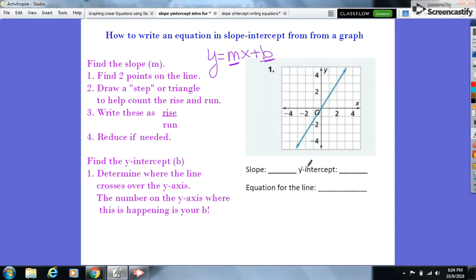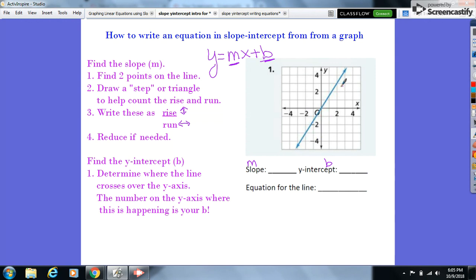I like giving myself little reminders of what I need to have, and I even sometimes will do this: slope is an m, y-intercept is a b. Now that I know that, in order to find my slope, we talked about in class that slope is the measure of rise over run. In other words, it's how much the line goes up and down compared to how much the line goes left or right. To find the rise and the run, I'm going to need to create a step or a triangle to help me count that.